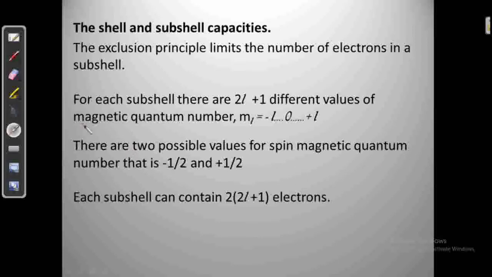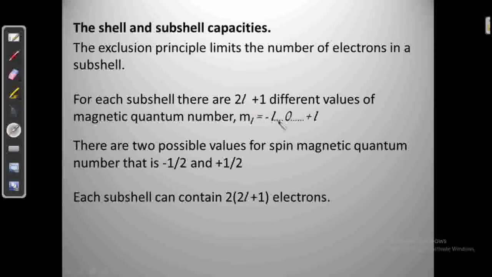So for each magnetic quantum number, that is for each ml, when ml equal to minus 1, that state can accommodate 2 electrons. That is the spin magnetic quantum number. One electron will be in the minus half state orientation, and the other electron will be in the plus half orientation. So in each ml state, it can accommodate 2 electrons or 2 spins. One is the up spin and one is the down spin.